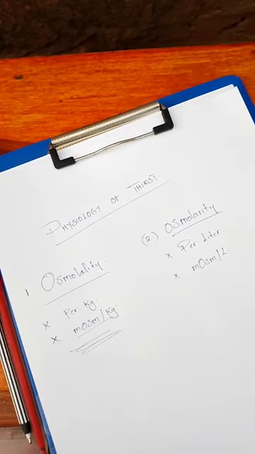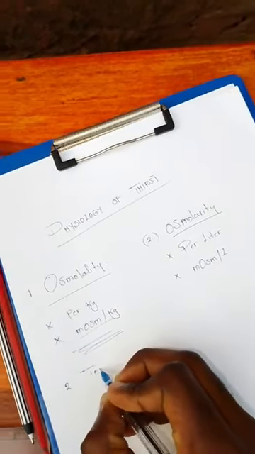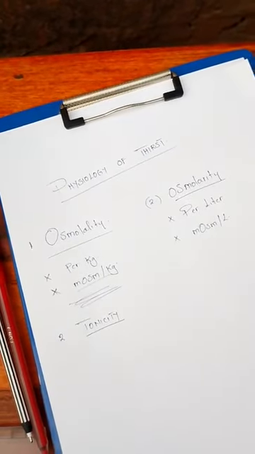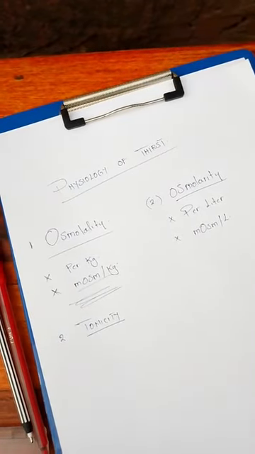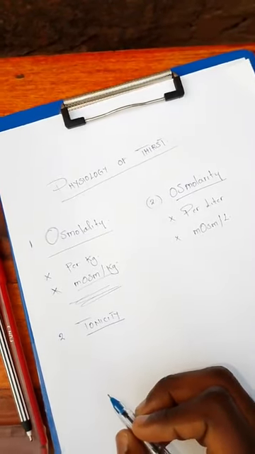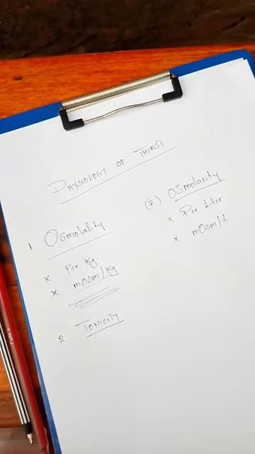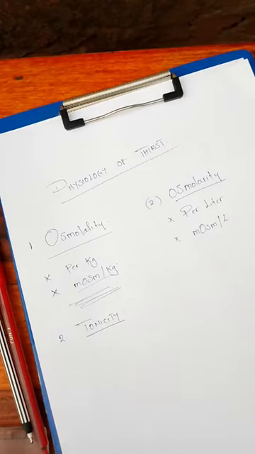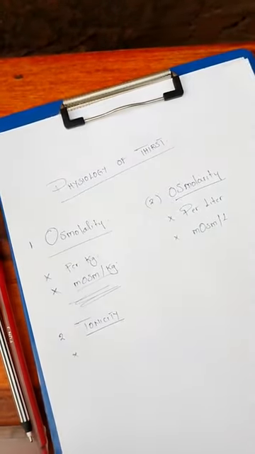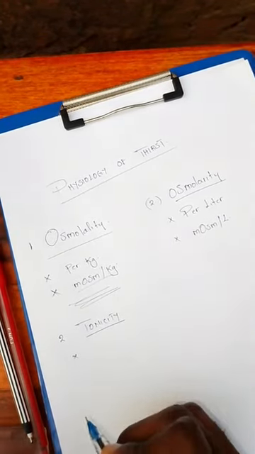Then the other concept that we need to be familiar with is tonicity. When we talk about tonicity, we are describing the ability of a solution to cause water movement across a semi-permeable membrane. Tonicity is a way of expressing the effectiveness of the osmolarity of a solution.